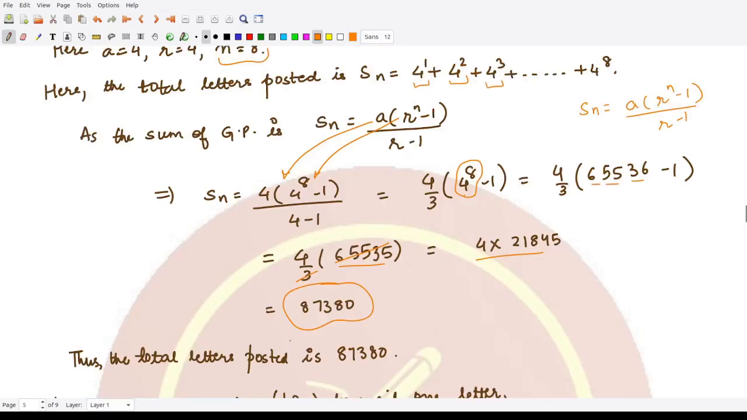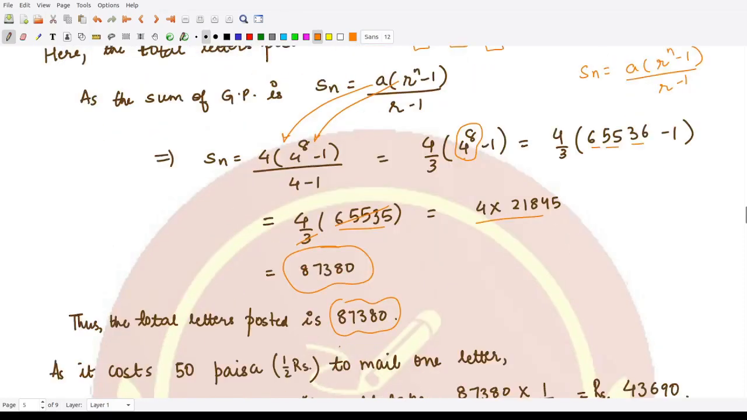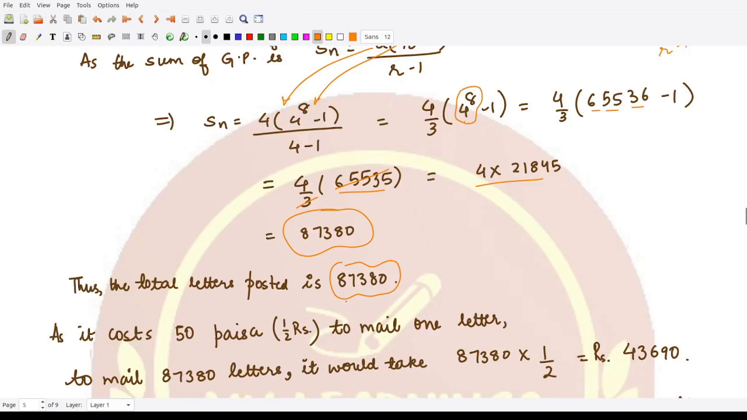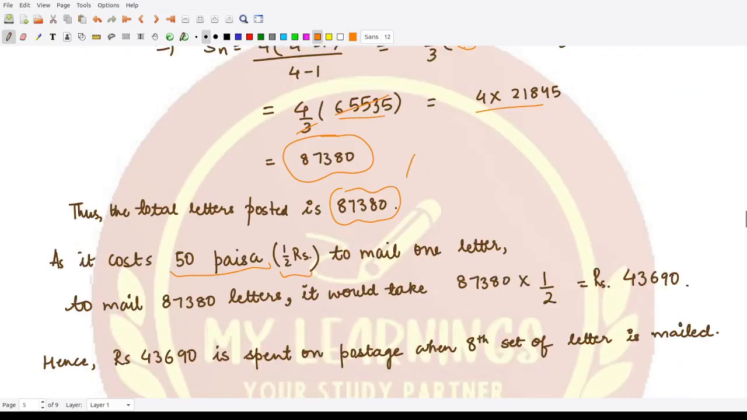Hence the total letters which are to be posted is 87380, correct? And the cost for posting one letter is 50 paisa. So that means it is half a rupee. So therefore, in order to mail these many letters here, we have to multiply the given number of letters by 1 by 2, which comes out to be 43,690. So you see, this much money is required or is spent on the postage of the letters when the 8th set of letters is mailed.